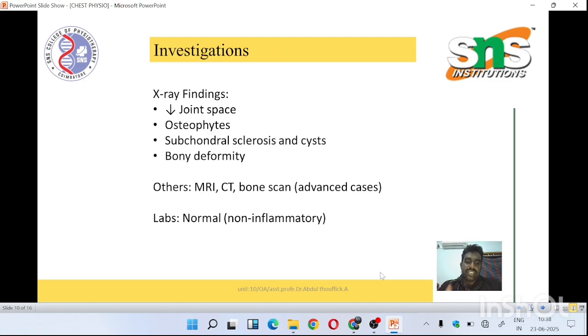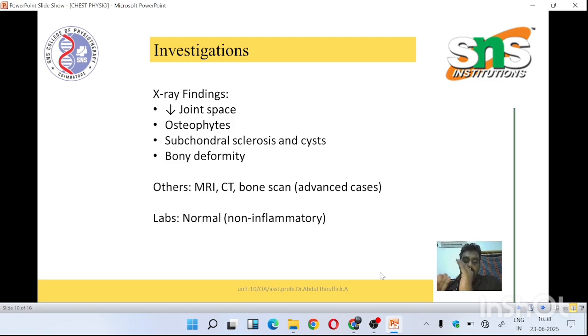Coming to the investigations, X-ray is the main tool: joint space narrowing, osteophyte formation, subchondral sclerosis. MRI and CT scan are useful for complex or early stage cases. Important point: OA is a non-inflammatory disorder, so lab tests like ESR and CRP are usually normal.